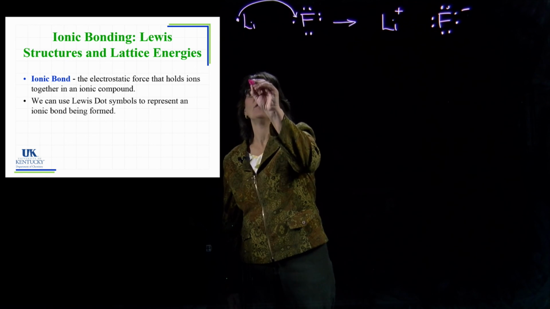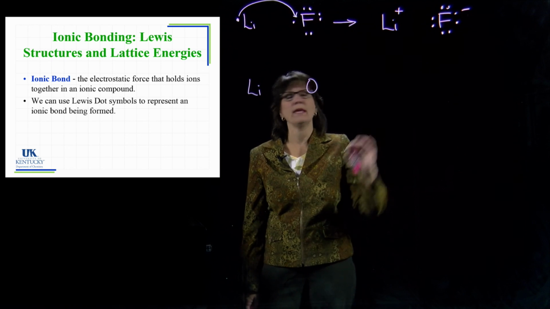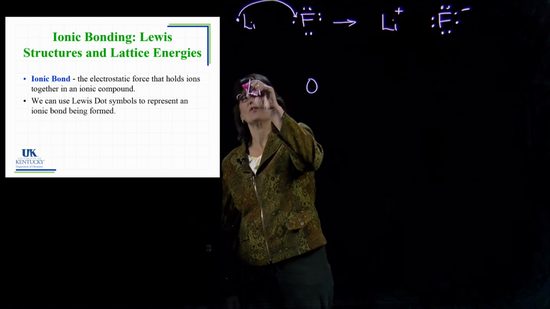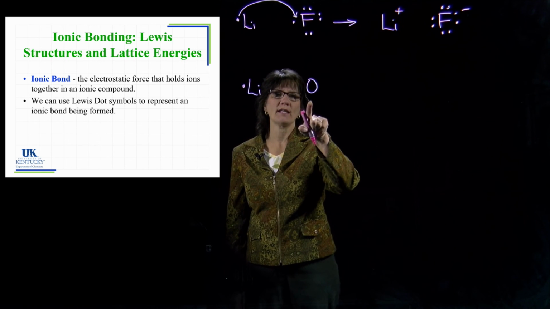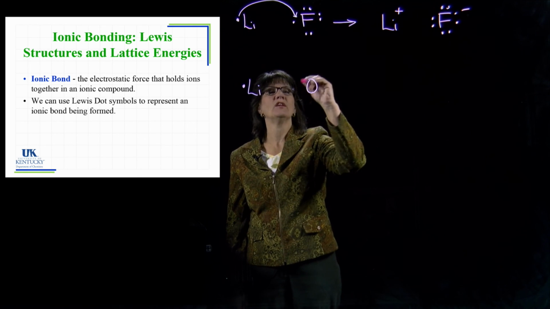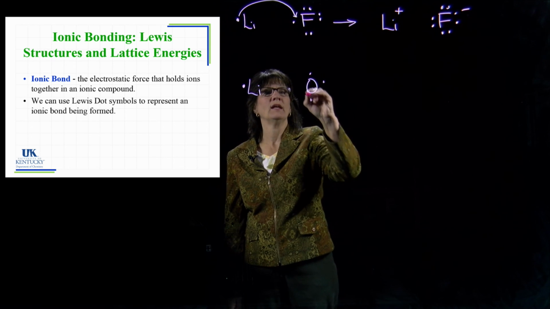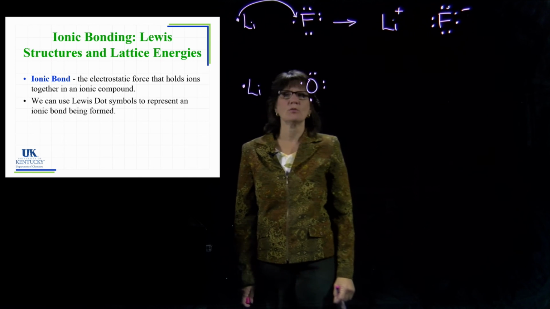Well, let's do another example. Let's do an example of lithium and oxygen, okay, and form the ionic compound for that. Now, lithium we know has 1 valence electron, so I'll draw that 1 valence electron. If you look at oxygen on the periodic table, then we'll see that it has a 6 above it, so it's in the 6A group, so we'll put 6 electrons around it, okay? So we have its 6 electrons around it.